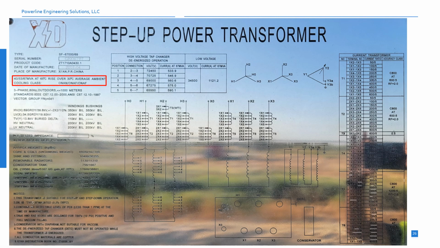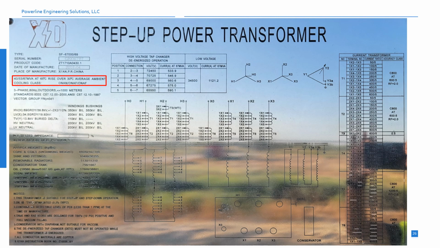Next important piece of information to take note of is the vector group of the unit. This unit's vector group is uppercase Y, uppercase N, lowercase y, lowercase n, 0, D1, which means it is a grounded Y on the 69 kV side, grounded Y on the 34 kV side with a delta tertiary. This is also shown graphically at the top center of the nameplate.